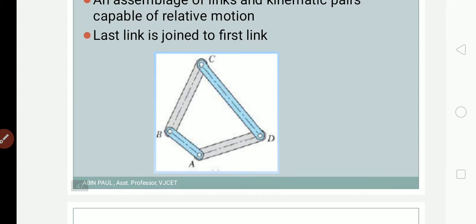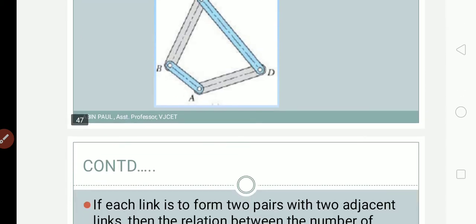Different links can be alternately fixed to get different mechanisms. First we can fix link AB, then we will get one mechanism. Then if we fix link BC, we will get some other mechanism or some other motion. Then if we fix the link CD, we will get some other motion. So by fixing links alternately, we can obtain different types of motion. So that is a mechanism. A mechanism is formed.